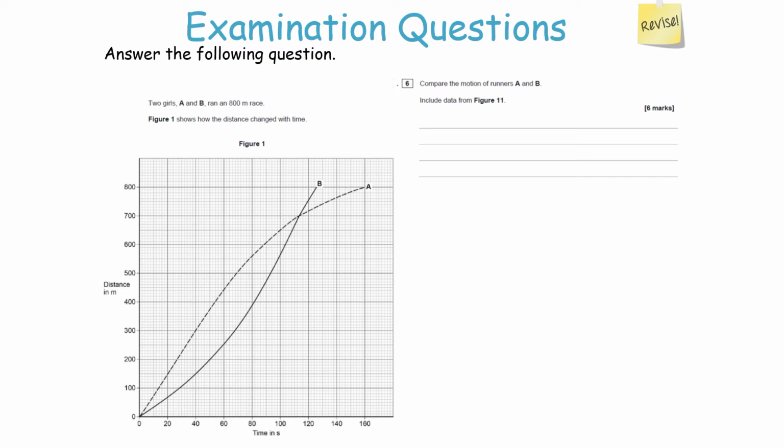Now we can then look at B, and you can see that B is starting off at a lower speed than A.